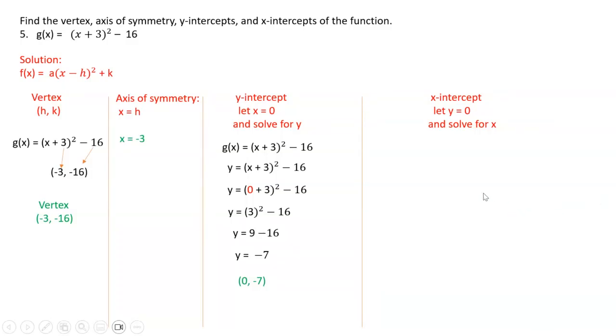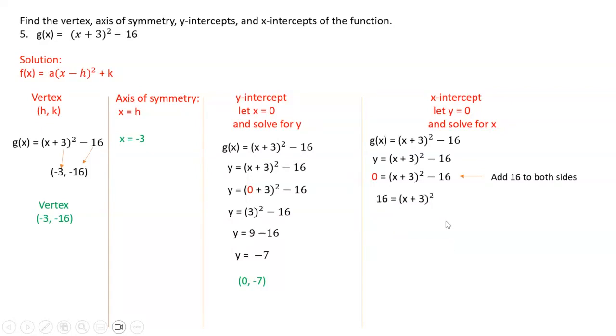Now for the x-intercepts, we do the opposite. We're going to let y equal 0 and solve for x. The first thing we're going to do here, guys, is add 16 to both sides because we're trying to isolate the x. So it's going to give us 16 equals (x plus 3) squared.